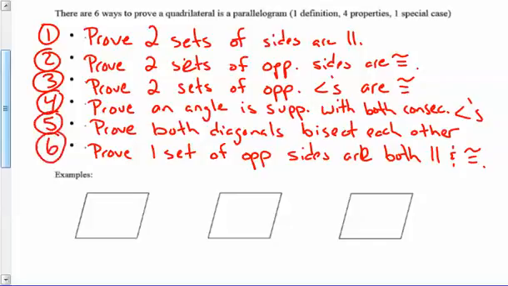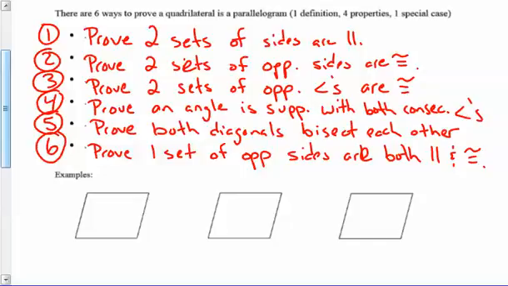So here, method 1 is the definition of a parallelogram. Method 2 is one of the properties, finding that opposite sides are congruent. Method 3 is proving that the opposite angles are congruent. Method 4 is the third property, prove an angle is supplementary with both consecutive angles. Method 5 is property 4, prove both diagonals bisect each other. And method 6 is a new method.